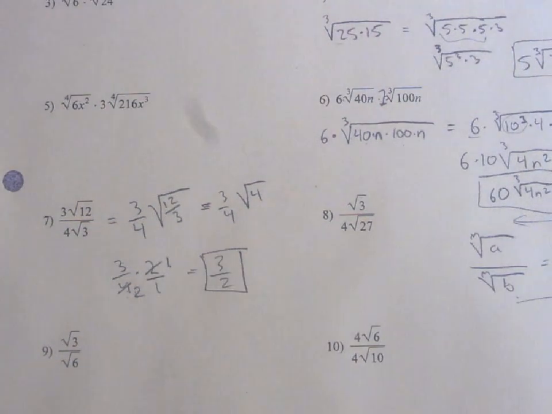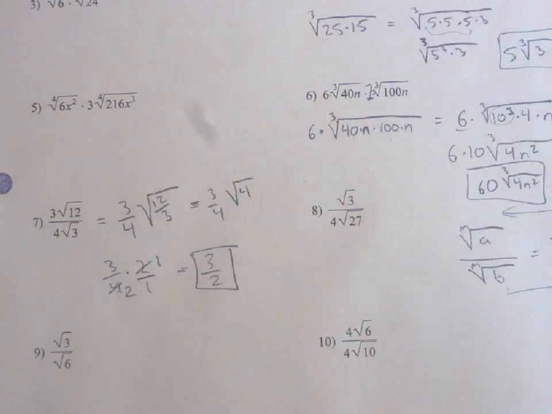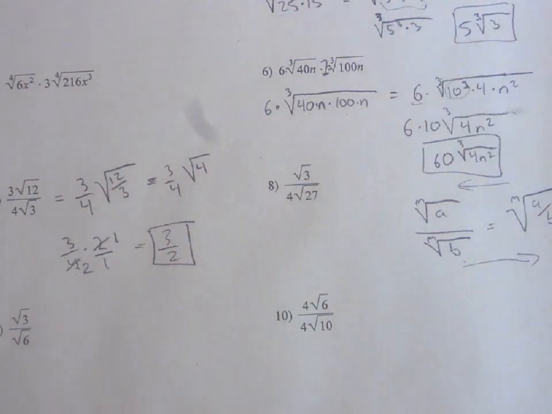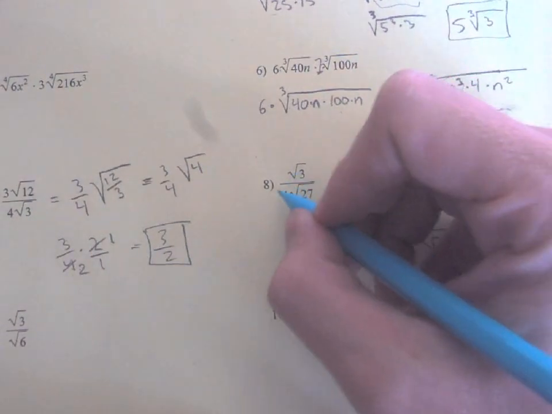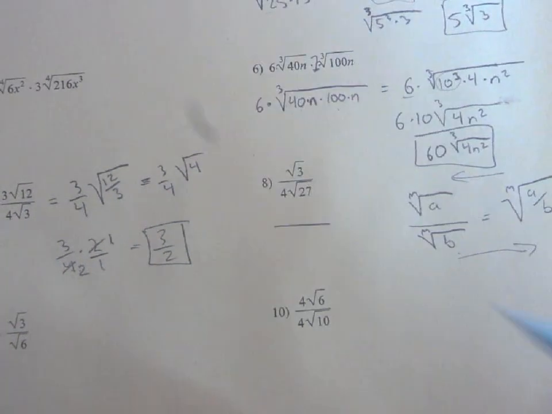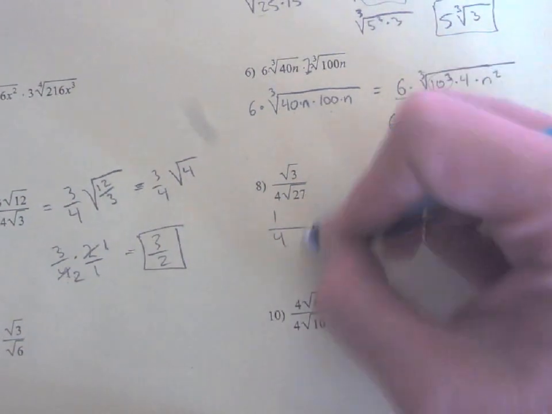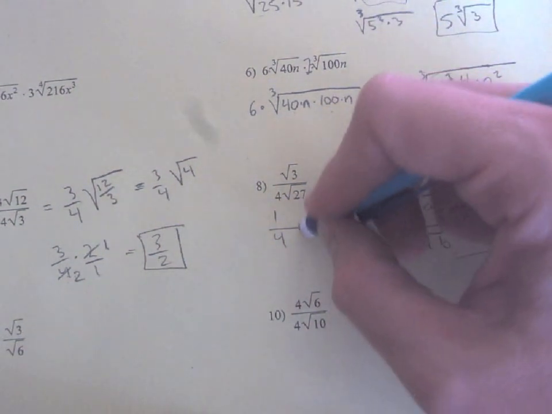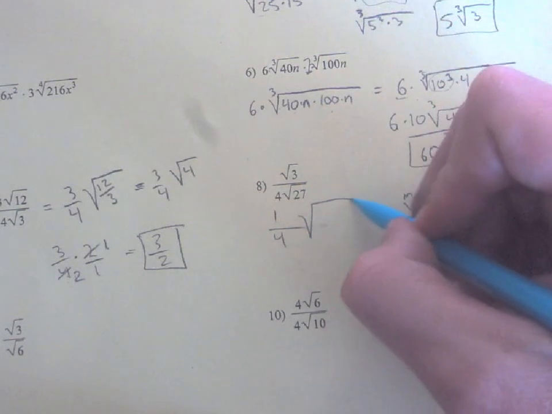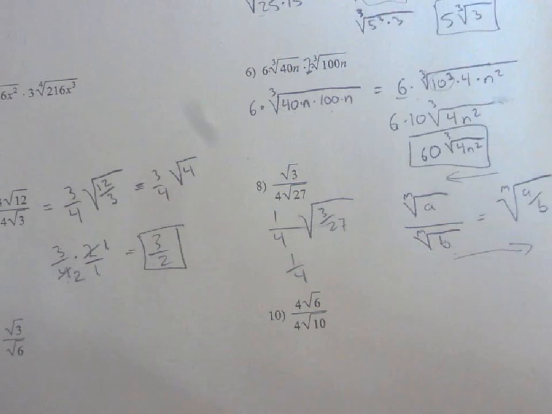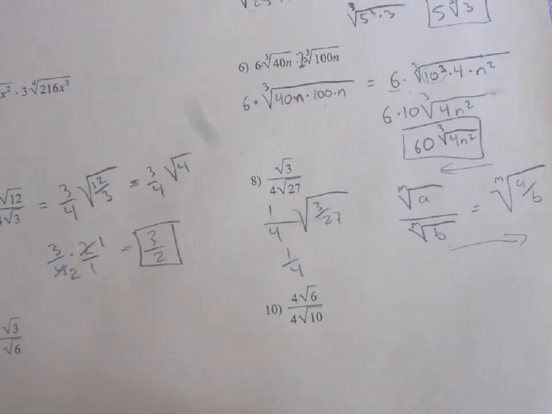All right, well, that was an odd problem, so I should probably do an even problem since you guys already have the answers to the odds. So let's jump in and do number 8. I meant to do number 8, but that's okay. So right here I have a 4 on the bottom. Now, if I want to rewrite this, this could be a 1 over 4, right? And then I'm just going to rewrite the radical. So this is 3 over 27, and that's going to simplify to 1 over 3. Nope, 1 over 9, excuse me.